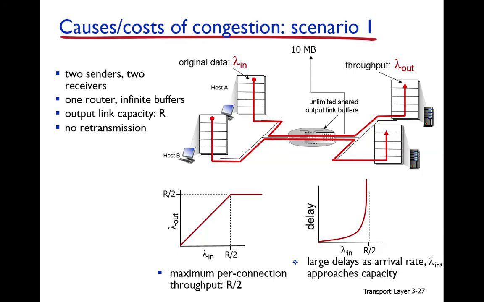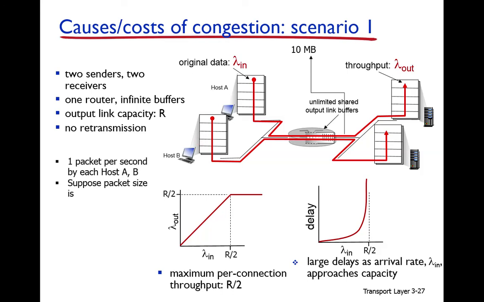Suppose this is a scenario. Here we have two senders, host A and host B. They are sending data to this router, and their data is passing through this router. Suppose this router has a buffer, and this is the outgoing link, and its bandwidth, or link capacity, is suppose R, 10 MB. Suppose one packet is transmitted per second. Host A and host B are each transmitting one packet in 1 second.